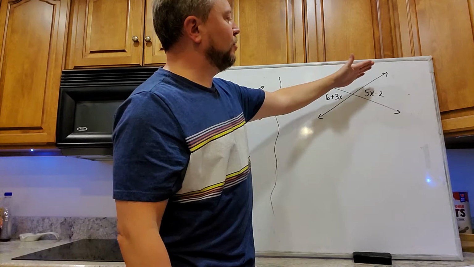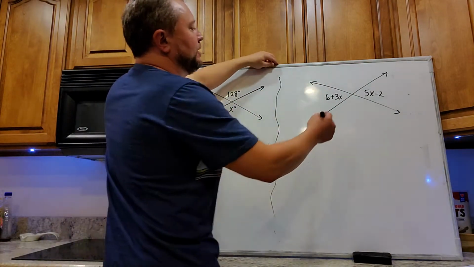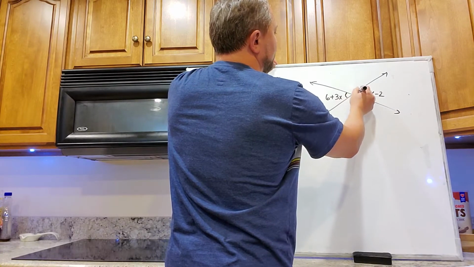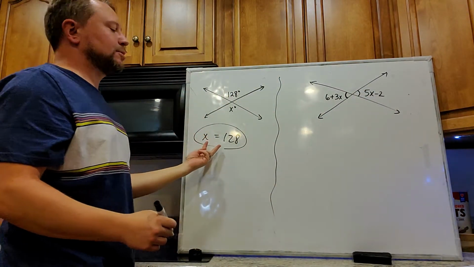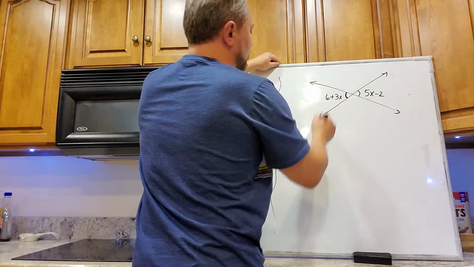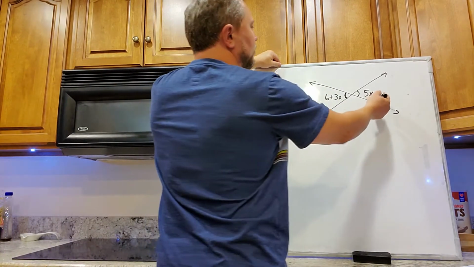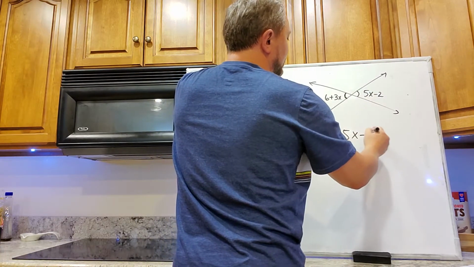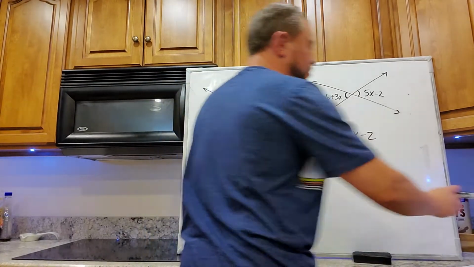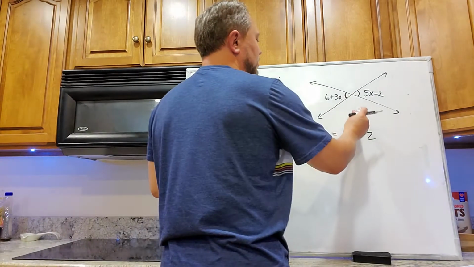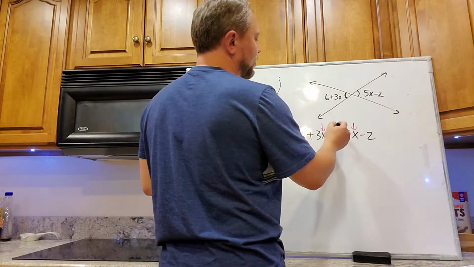Easy enough. Okay, now on a problem like this one, again, you see I have vertical angles that are directly opposite each other, formed by the nice straight lines. So again, I know that these two are going to be congruent. This and this have to match. Okay, so like I did here, I'm just going to go ahead and set them equal. So I'm going to say 6 plus 3x equals 5x minus 2.